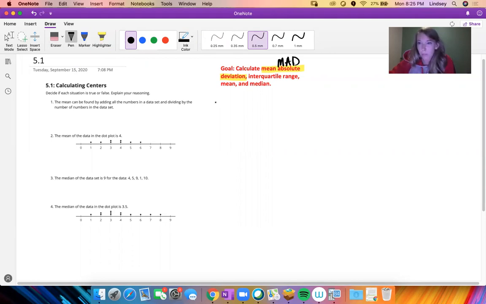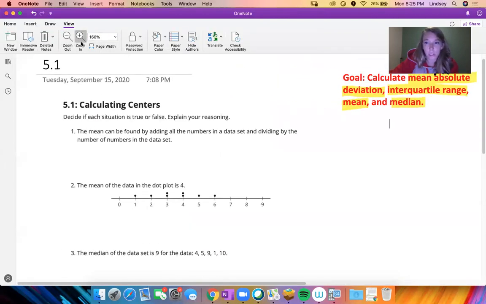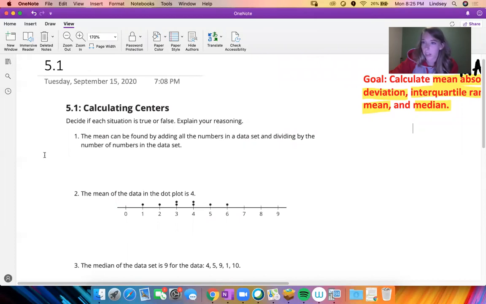Okay, not to be confused with mixed numbers and stuff. That stands for mean absolute deviation. Okay, we're going to talk about the interquartile range, okay, and then mean and median. So a lot of vocab, and we're going to see how to calculate it and how to use our calculators to do that as well. Okay, so I'm going to go ahead and zoom in on this.